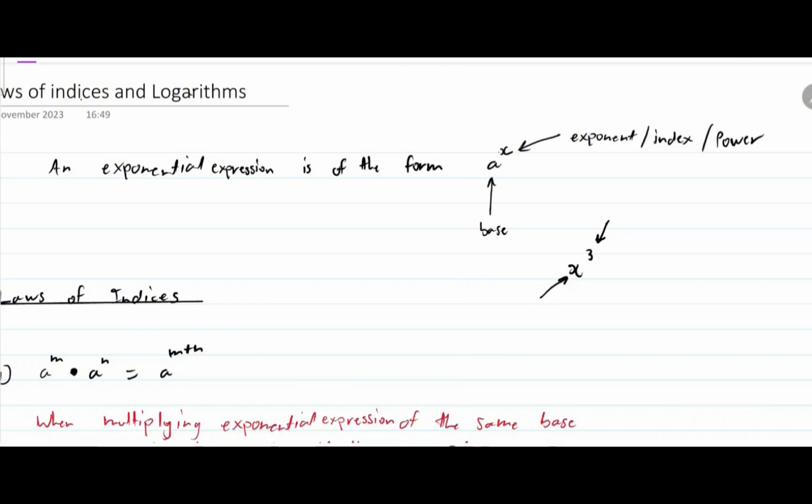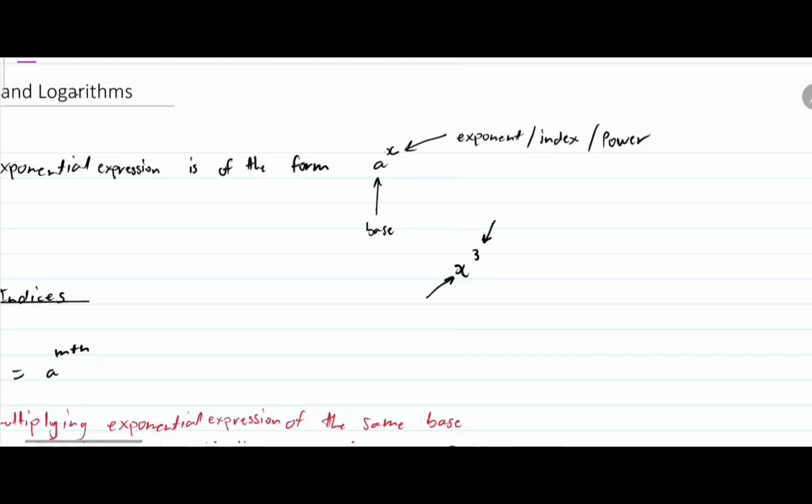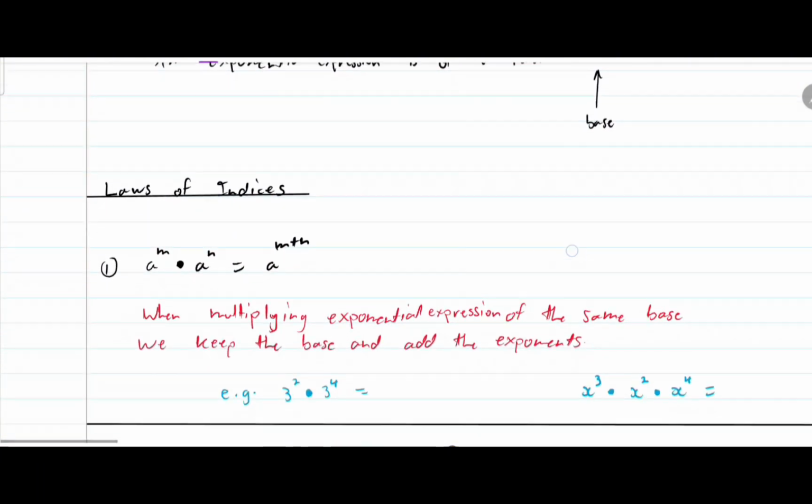Now, what exactly does this index, or exponent, mean? Well, it's simply telling me to multiply my base a specific number of times. So for example, for this guy right here, x cubed, I'm going to multiply x 3 times. That's basically what it means, right? Let's talk about the laws of indices now.